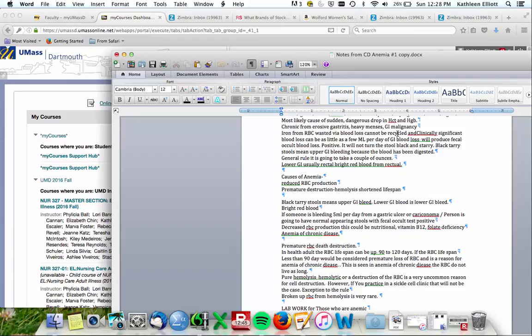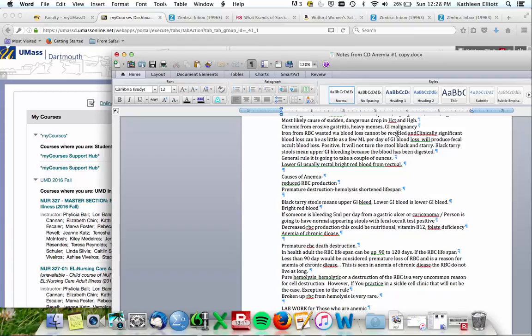Premature red blood cell death, destruction. In a healthy adult, the red blood cell lifespan can be up to 90 to 120 days. If the red blood cell lifespan is less than 90 days, this would be considered a premature loss of RBCs and is a reason for anemia of chronic disease. This is seen in anemia of chronic disease, where the RBCs do not live as long.